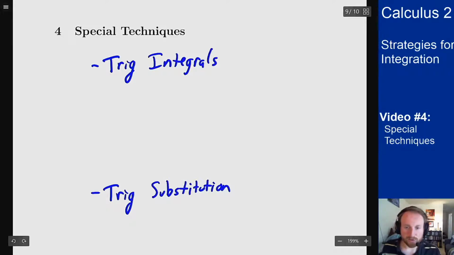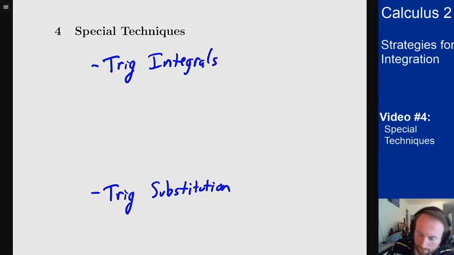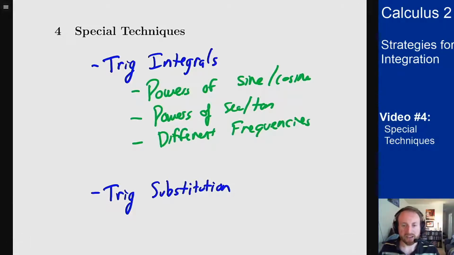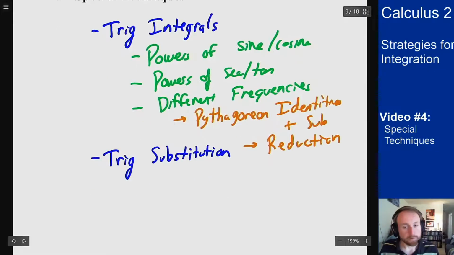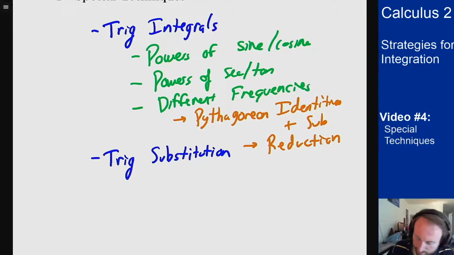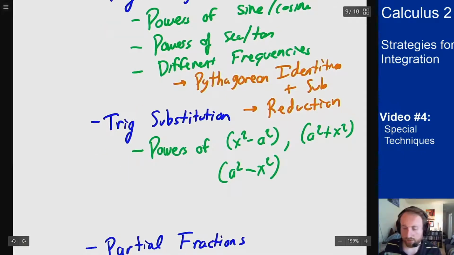So trig integrals, this is if you see powers of sines, powers of cosines, powers of secants or tangents, or multiplication of sine and cosine of different frequencies. And our main tricks here were Pythagorean identities into substitution or reduction formulas. For trig substitution, you're looking for square roots or weird powers of things like a squared minus x squared, a squared plus x squared, or x squared minus a squared. That's really the setup you're looking for to do a trig sub type problem. And then our process here was pick the right trig function, plug it in, solve the integral, which might involve trig integrals, and then convert things back to x.